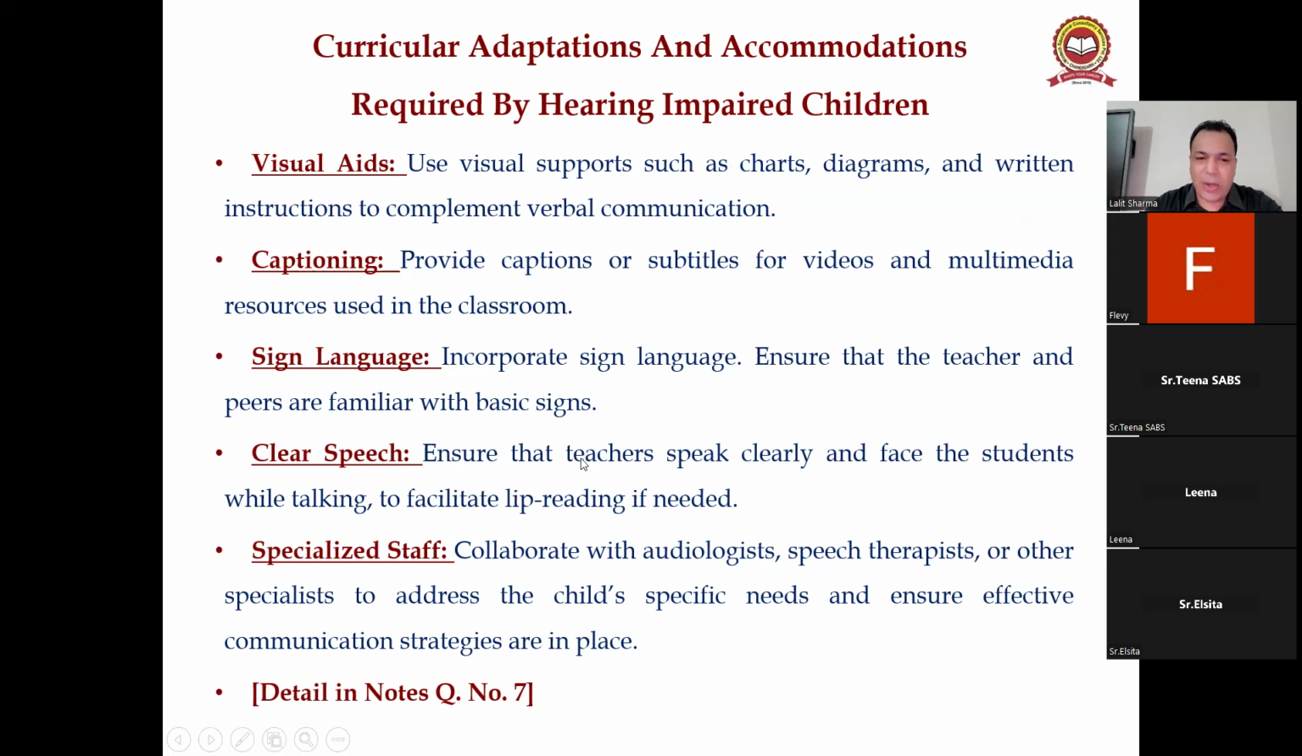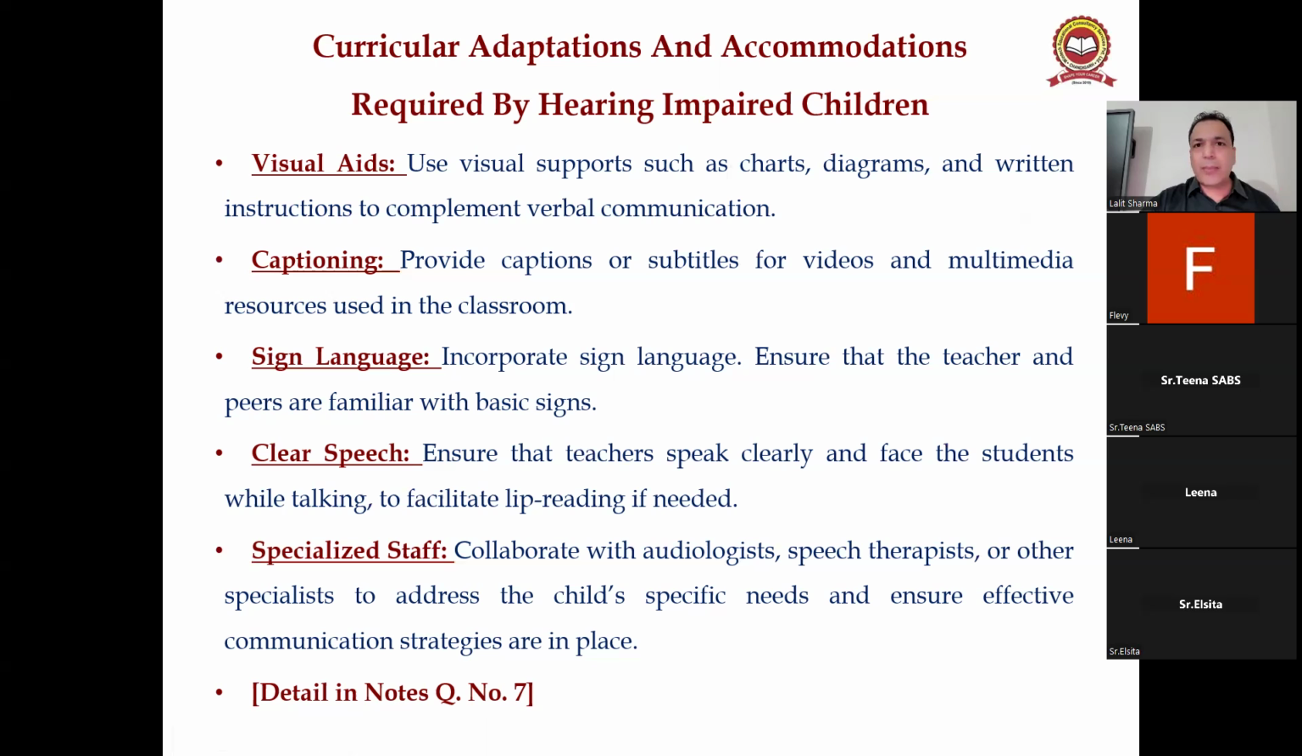Right? So look at this lip reading, right? You should be aware of that, guys. This is the adaptation and accommodations, right? Specialized staff: collaborate with the audiologist, speech therapist, or other specialists to address the child's specific needs and ensure effective communication strategies are in place.